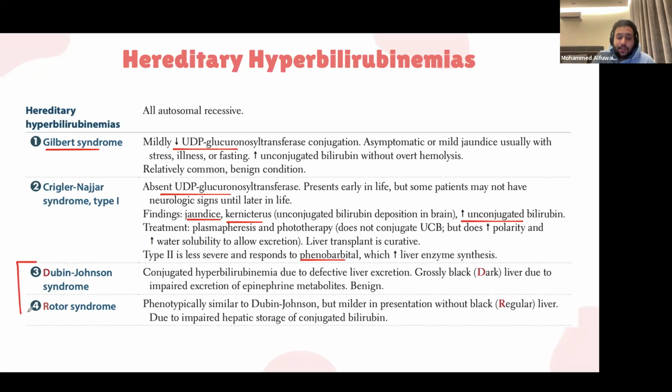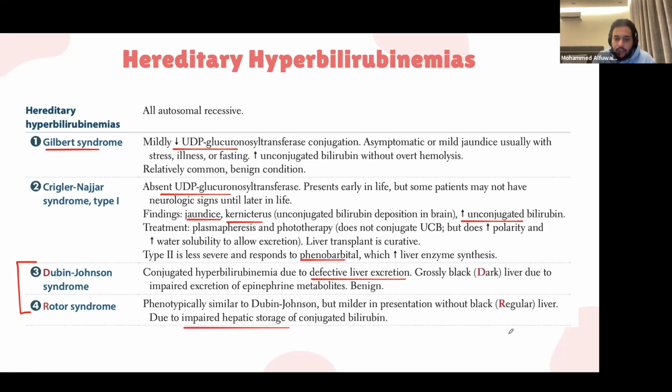Then these two diseases lead to an increase in conjugated bilirubin. The most important thing about these two is it's very, very benign and doesn't really do much. Which of these two, Dubin-Johnson or Rotor, presents with a black liver? Dubin-Johnson. That's it. You need to remember this. Dubin-Johnson, black liver, conjugated hyperbilirubinemia. Rotor syndrome, conjugated hyperbilirubinemia, nothing else. It's basically due to defective liver excretion for both of them, or impaired hepatic storage.